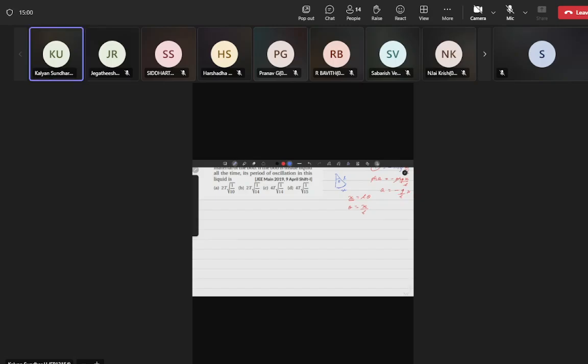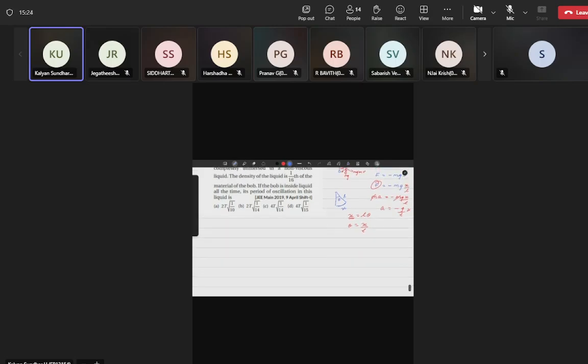Let's check. So F net will be, what is the F net? Your weight of the body minus the buoyancy. Okay, the buoyancy minus the weight of the body, correct? And it will not be completely in sync also. They have not said anything. Only thing is that it has been oscillating inside the liquid also. Inside the liquid, which force will be greater? mg or your buoyancy? Buoyancy will be greater, right?